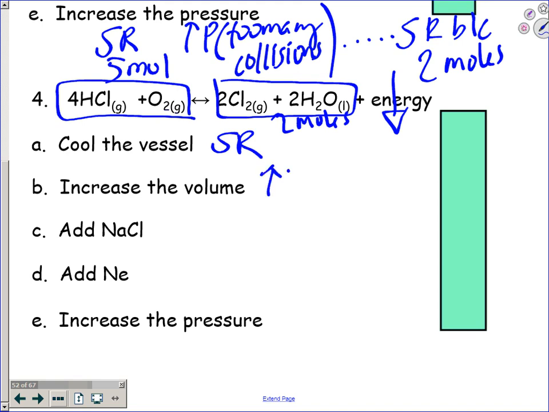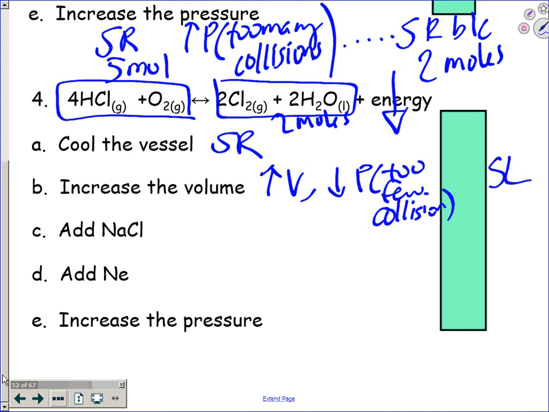So increased volume does what to pressure? Decreases pressure. So now there are too few collisions. Too few collisions, that's the problem. I want to increase collisions. Which way do I go? More moles. That would be a shift left.